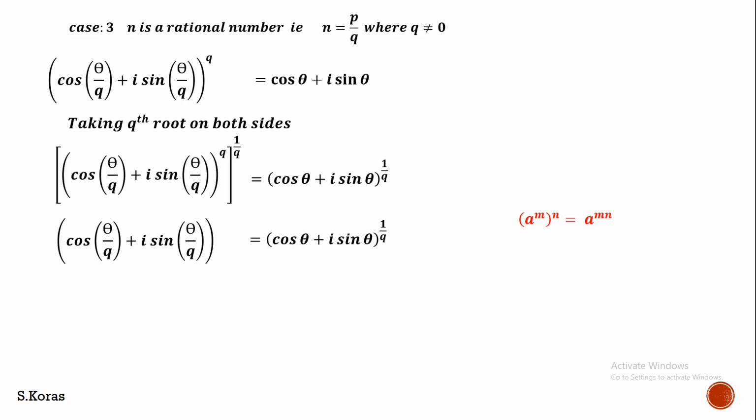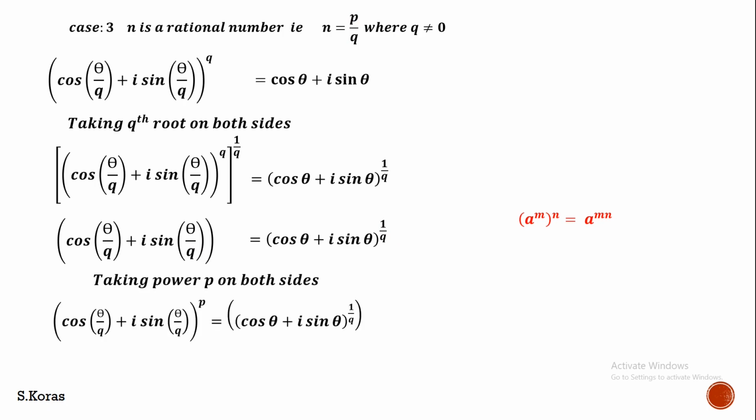Now let us try to take power p on both sides. As I told you, our main goal is to bring the power as p by q. P is the power and q is the root. First we have taken the qth root on both sides. Now let us take power p on both sides. Then it will become like this: cos theta by q plus I sin theta by q the whole power p.